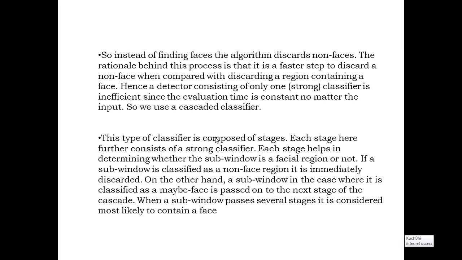And this type of classifier is composed of stages. Each stage here further consists of a strong classifier. Each stage helps in determining whether the sub-window is a facial region or not. If a sub-window is classified as a non-face region, it is immediately discarded. On the other hand, a sub-window classified as a maybe face is passed on to the next stage in the cascade. When a sub-window passes several stages, it is considered most likely to contain a face. So this is how the algorithm works, rejecting the non-faces and selecting maybe faces. And in the end, we get the detection with 95% accuracy.